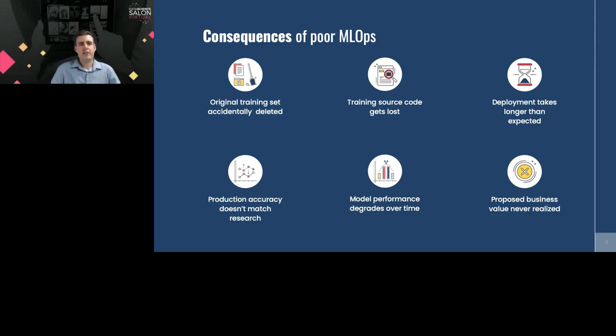There's a lot of consequences of this pattern. You might lose the original training set because it got deleted, or you might lose the source code for training. As I mentioned, the deployment can take a lot longer. Maybe you get to production and the accuracy of the model doesn't match what you saw in the lab, or the performance degrades over time and you're unable to train new models. And most significantly, the proposed business value that was uncovered by data science might never be realized.